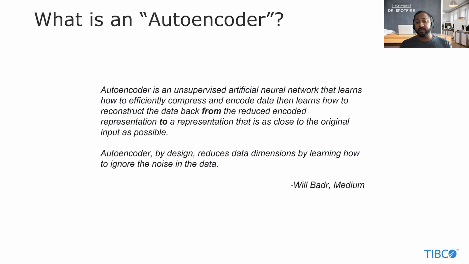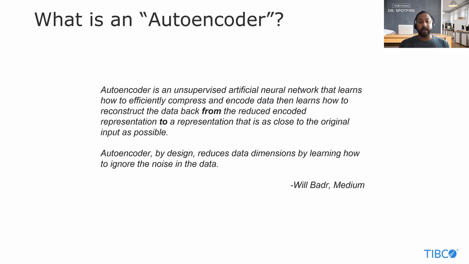An autoencoder is an unsupervised artificial neural network that learns how to efficiently compress and encode data, then learns how to reconstruct the data back from the reduced encoded representation to a representation that is as close to the original input as possible. An autoencoder by design reduces the data dimensions by learning how to ignore the noise in the data.